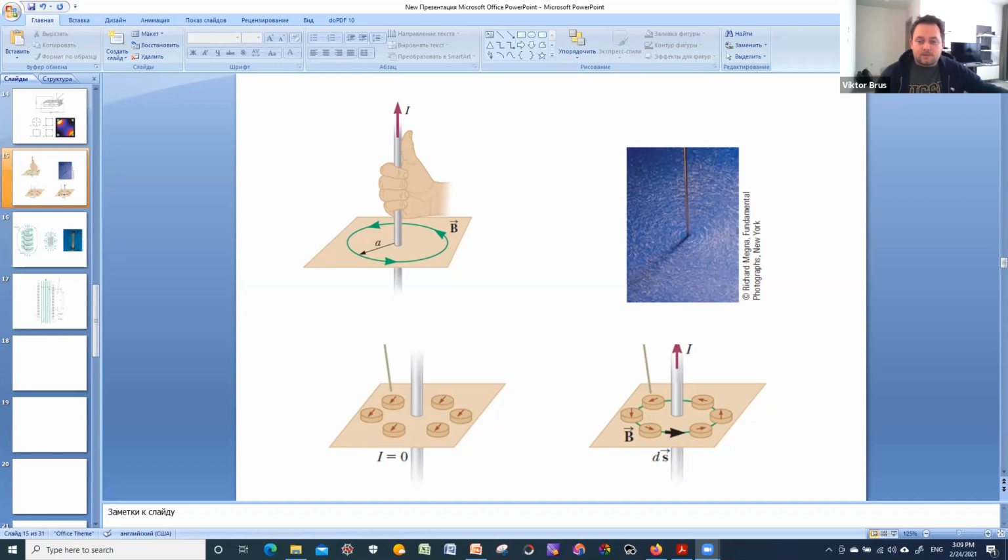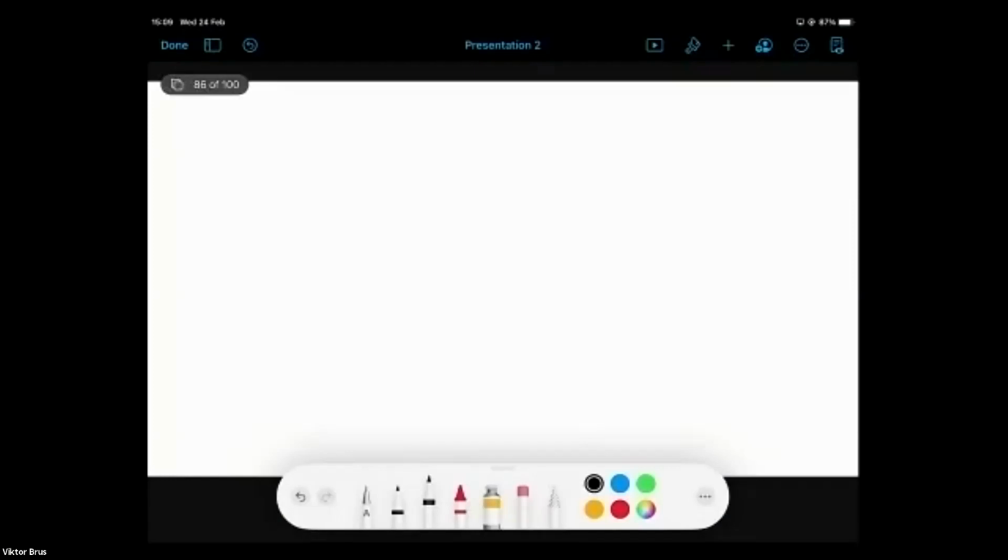And in order to do that, let us now stop sharing this image, and let me change the camera.